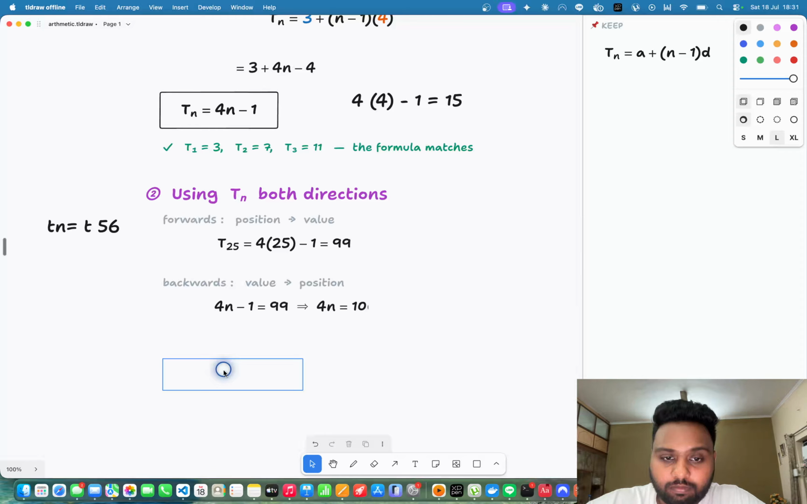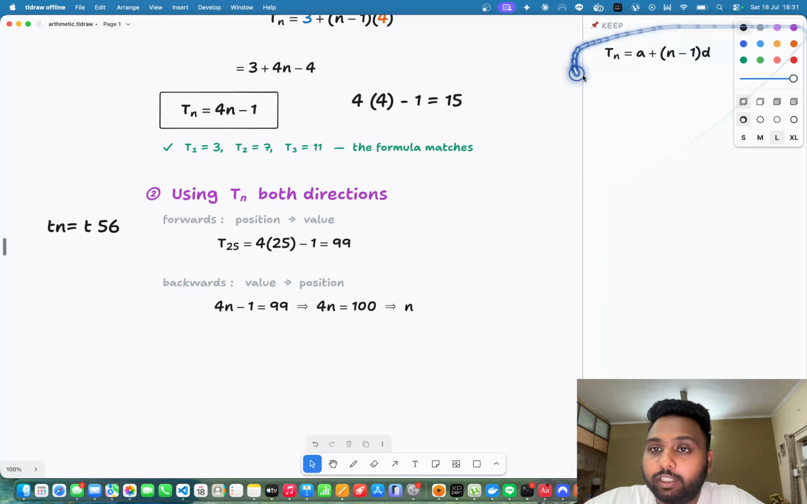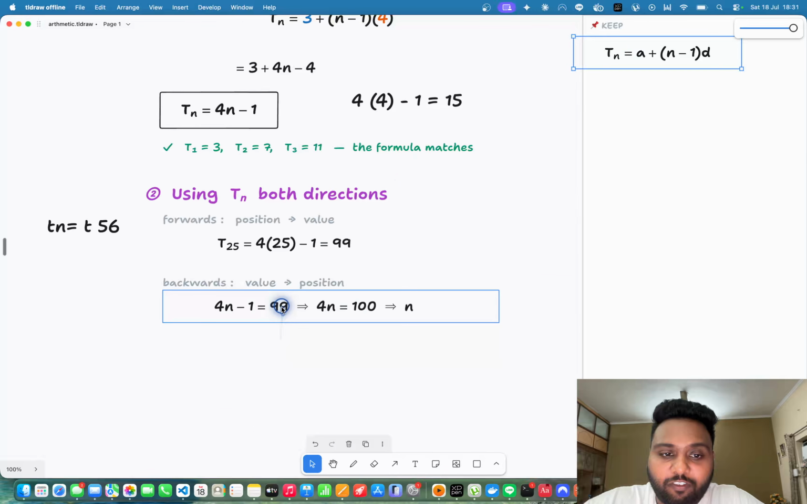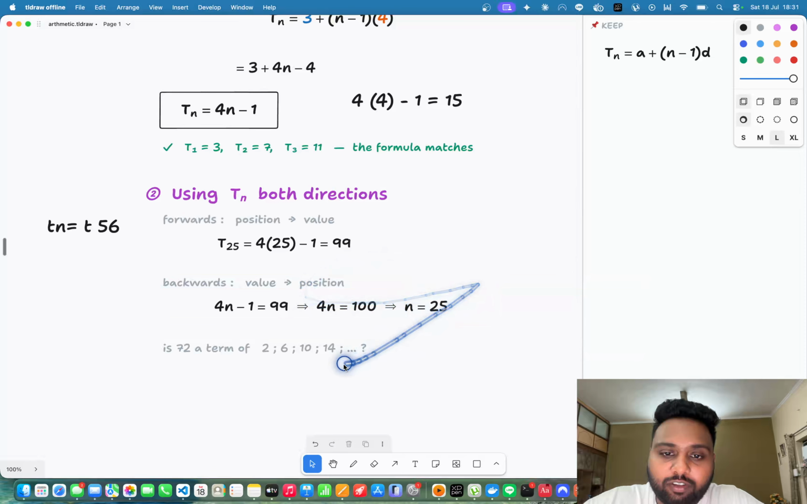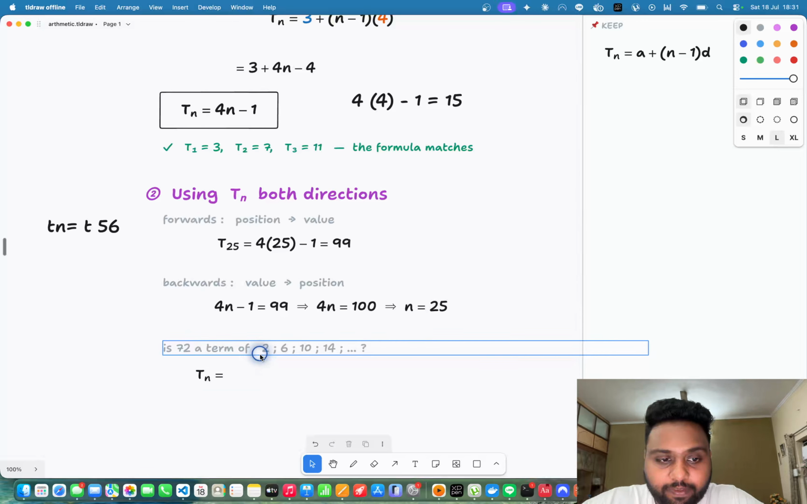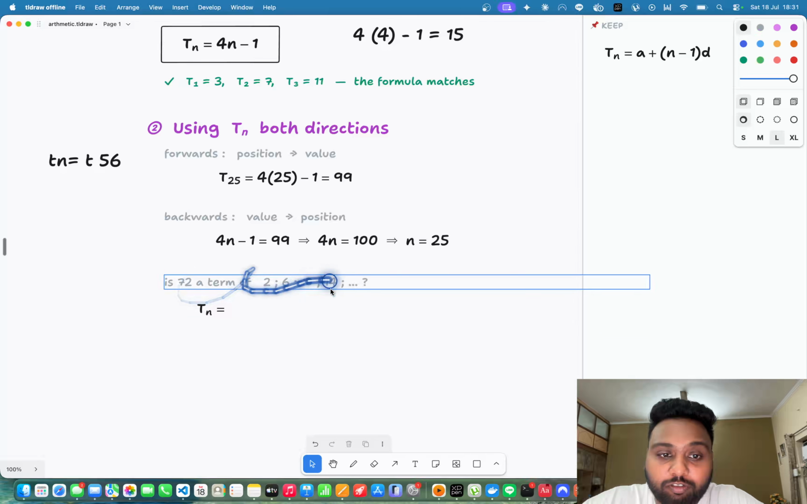So let's see, 4n minus 1 is equal to 99. In this case we set the value, the nth term is 99, tell me at what position it is. We derive, then n is 25. What is the 72nd term of the series?